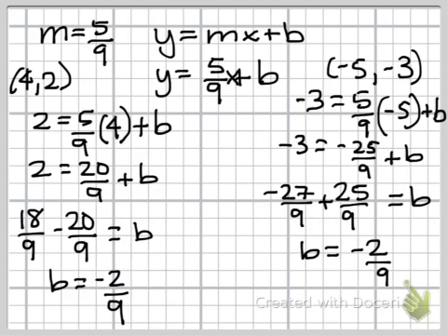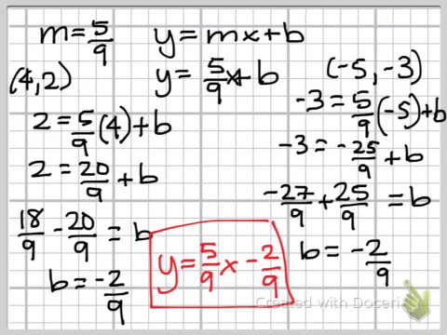Now the only thing that's left is to write your final equation. Since we already know the slope, now we know the y-intercept, so we can just put it all together. So the general form of the equation is y equals 5/9 x minus 2/9.